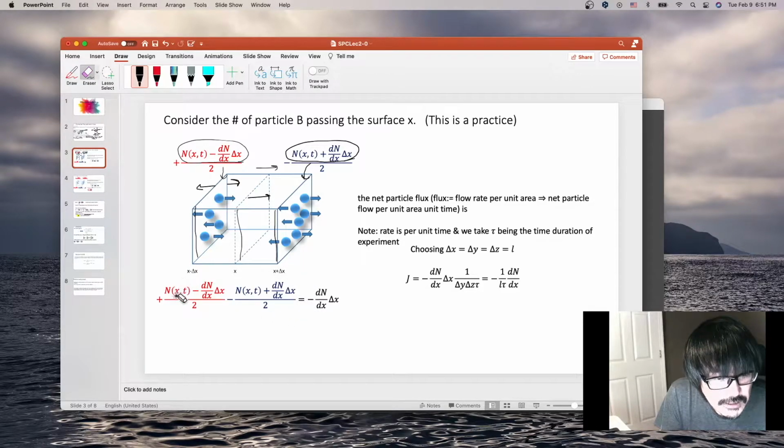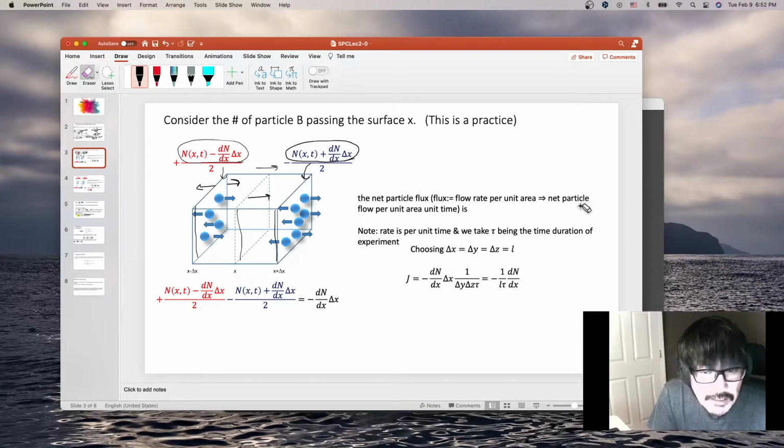And you can simplify this one. nx and nx are going to cancel. And then that one and that one: one is going to be negative, the other one is also going to be negative. So you have half of that, half of that, and it's going to end up with this one right here, the net particle flux. And by the way, that flux is the flow rate per unit area.